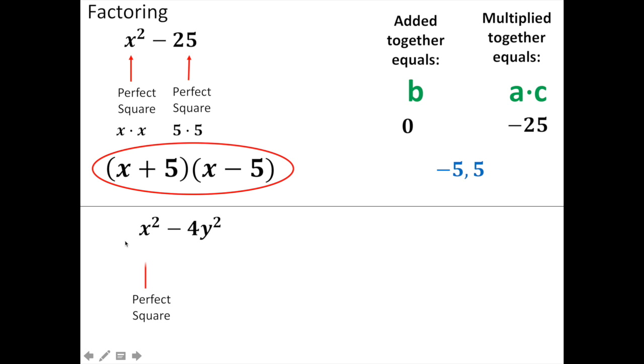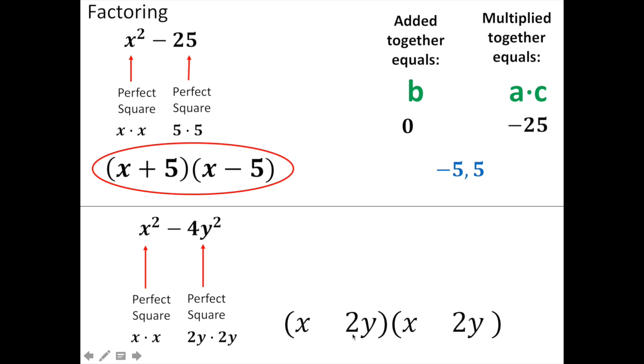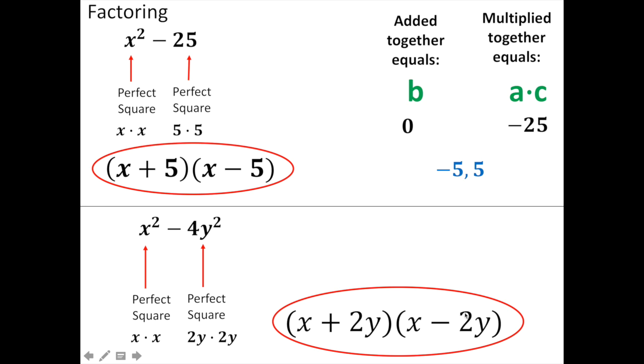In this case, my first one is a perfect square. It's x times x. My last one is a perfect square as well. And this is a 2y times 2y. So I fill this in, 2y times 2y. Now I just write a plus and a minus. And it doesn't matter what order you write those in, but a plus and a minus, and this would give it to you. So again, it's a perfect square.